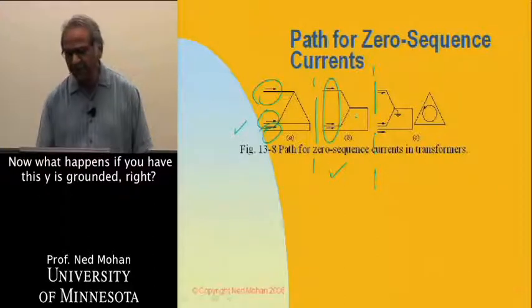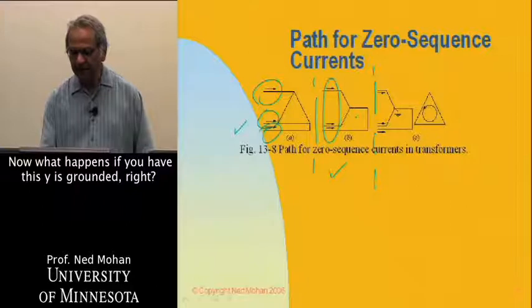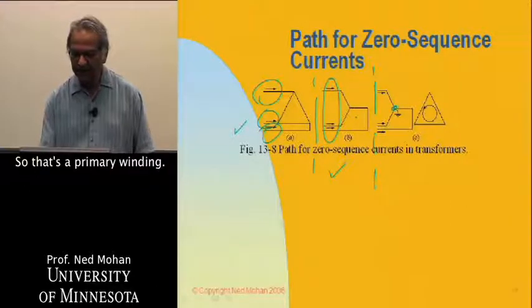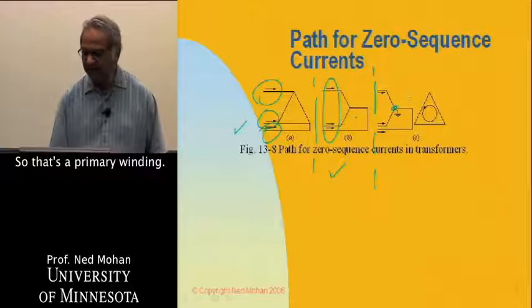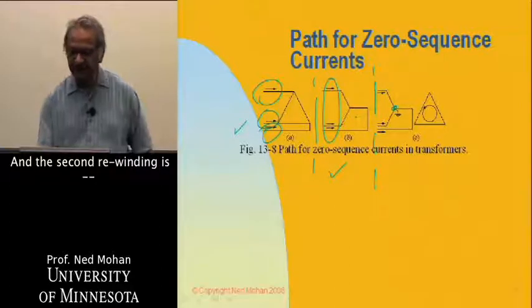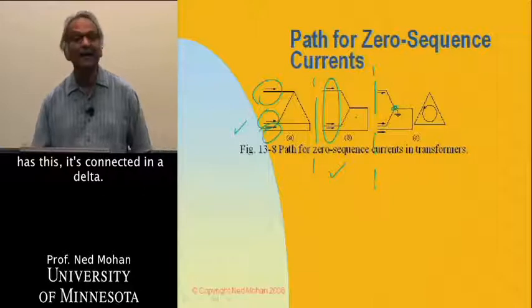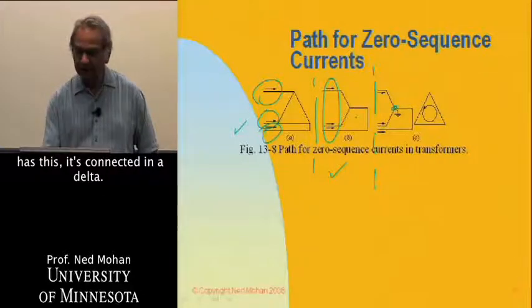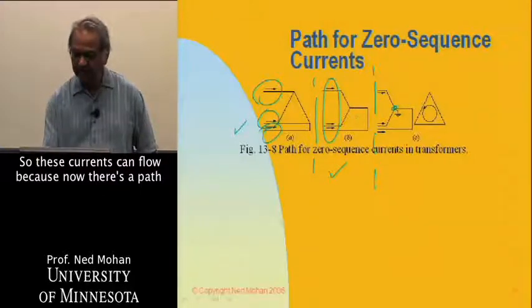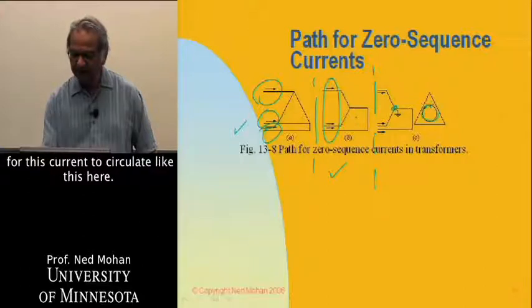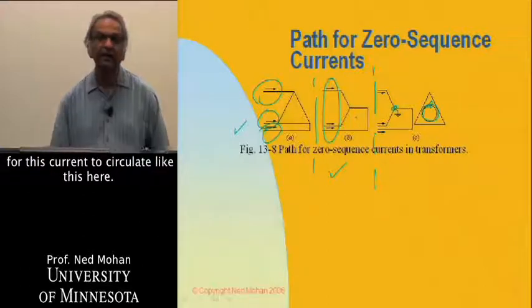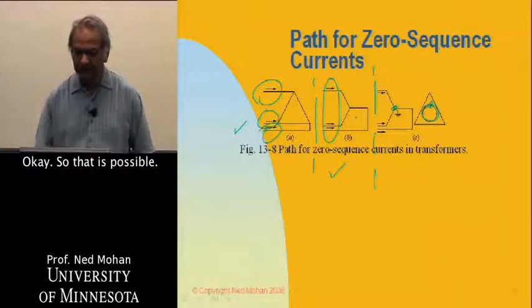Now, what happens if you have this Y grounded on the primary winding, and the secondary winding is connected in a delta? Now these currents can flow because there is a path for the current to circulate like this here. So that is possible.